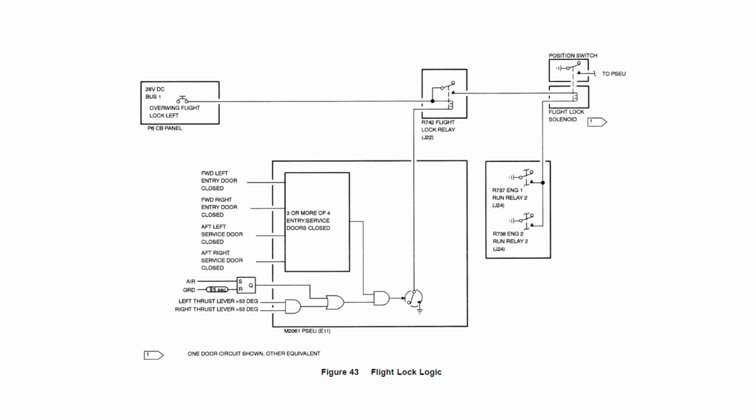And at the top of the picture, just above it, there's a position switch. That just goes to the PSEU, so the PSEU can monitor and know whether or not the flight lock is engaged.